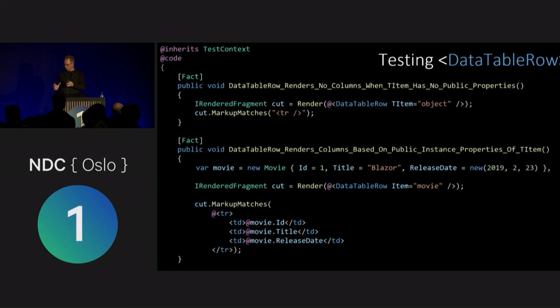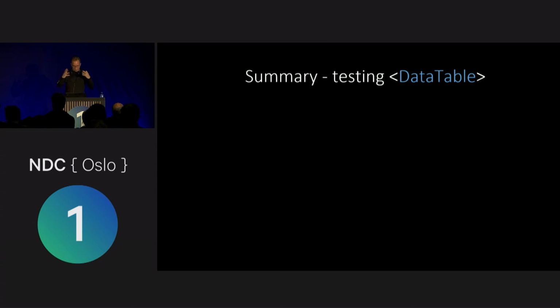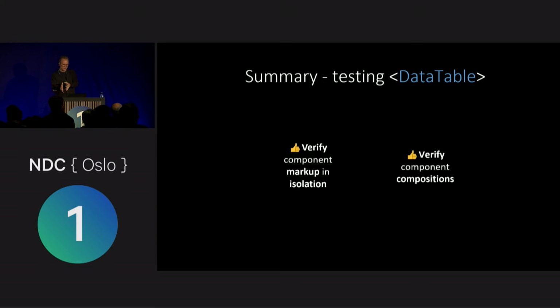So if we take a step back and look at what we actually did here with these couple of tests. Because we split our data table component into multiple subcomponents that we can evolve and work on individually, we have now been able to verify the component markup in isolation for each of the components. That means we have simpler tests, and we also have simpler components. Also, we wrote some tests that verify the composition, how these components are used together, in that nice composability that we have with Blazor. Okay?